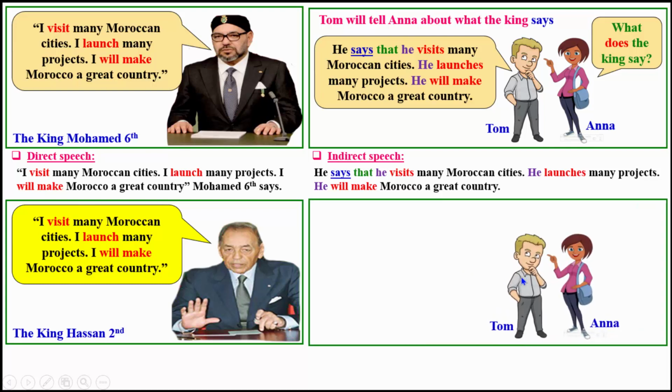Tom and Anna are talking again. Anna did not listen to what the king said. She asks Tom, what did the king say?